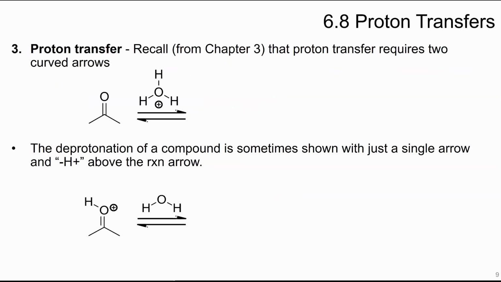A proton transfer, which is from chapter 3, is usually just 2 arrows where a proton gets moved around. So in this case, we have the oxygen lone pair can grab the hydrogen. These go on to here. And then we get this oxonium. Deprotonation is just the reverse of the arrow. So this water can grab the hydrogen and give the electrons back.